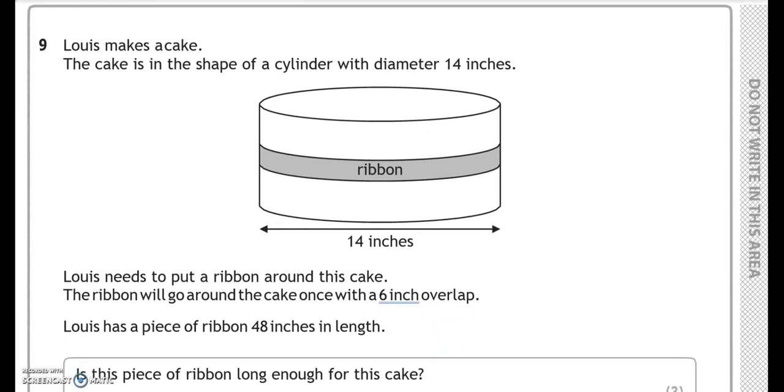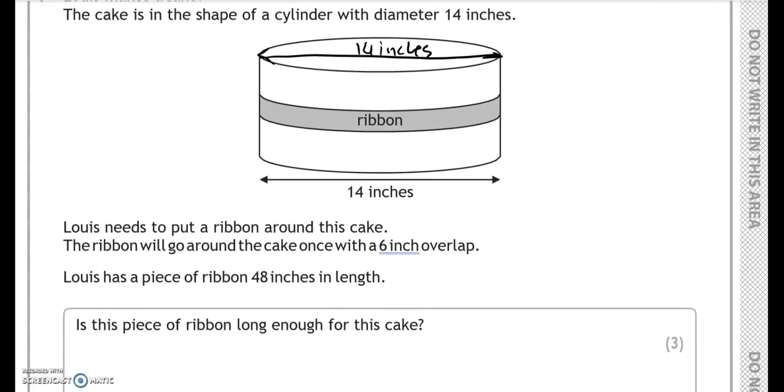Louis makes a cake. The cake is in the shape of a cylinder with diameter 14 inches. Louis needs to put a ribbon around this cake. The ribbon will go around the cake once with a 6-inch overlap. Louis has a piece of ribbon 48 inches in length. Is this piece of ribbon long enough for this cake? So there is the diameter, 14 inches.